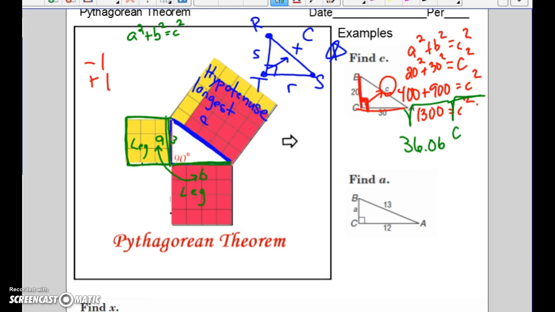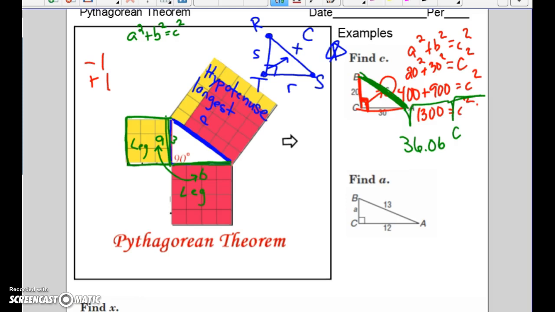That's it. Now, you need to double check because it's easy to make a mistake. Should this side right here be my longest? Should it be my biggest side? Yes, because my hypotenuse is my longest. This one's bigger than the other two, so I'm good.